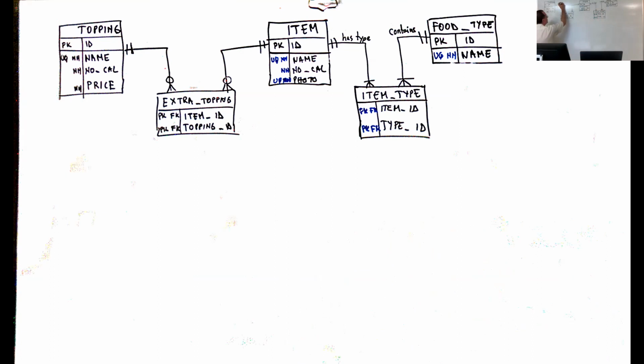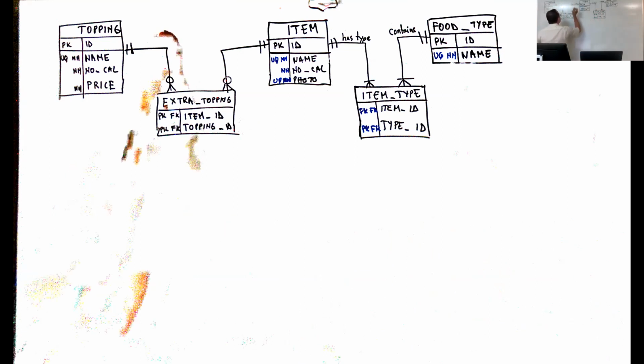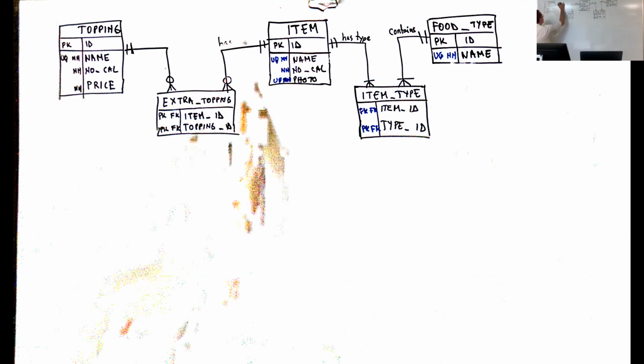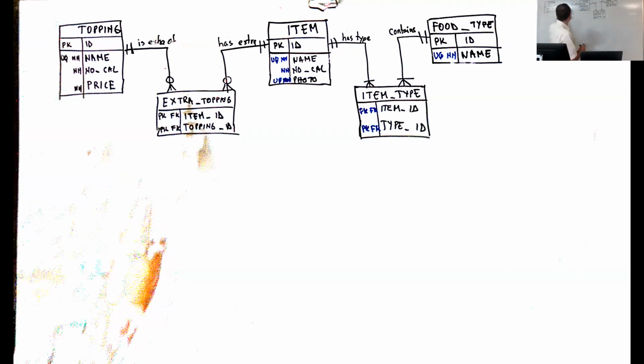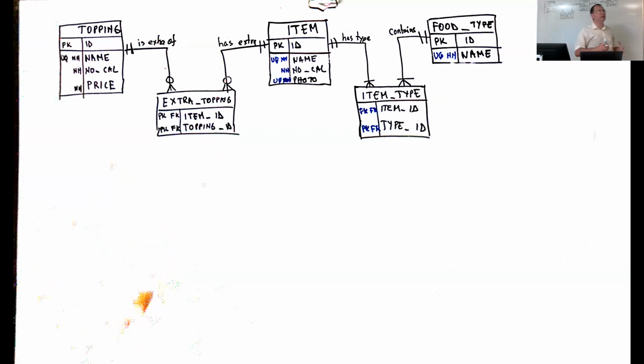And item has extra topping. Topping is extra of extra topping or of item. What I try is for the names of the relationships to still be different on my diagram, because if you want to talk about a relationship and the names are different, it's much easier to consider them, but not to make them too long as well.